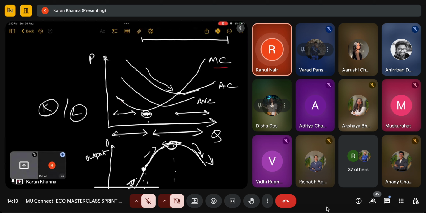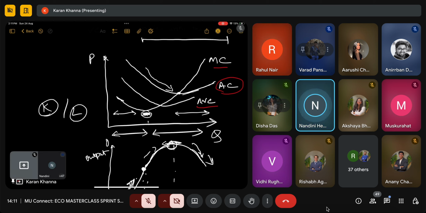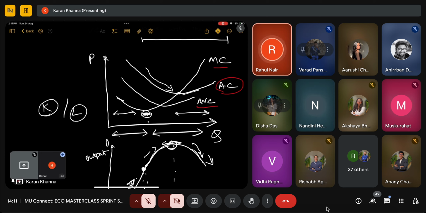We would be having MC, which is this particular line. We'd be having the average cost curve. We'd be having the average variable cost curve. You want me to do that on the Excel? Just one second. I want to know, AC keeps decreasing until MC increases, is it? AC keeps decreasing until AC meets MC. Okay, till MC is equal to AC.